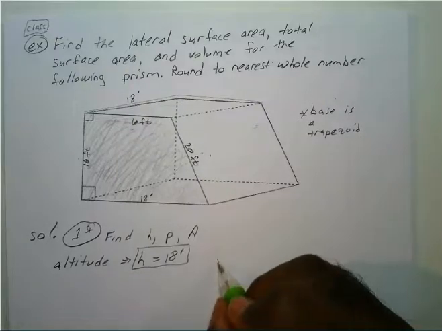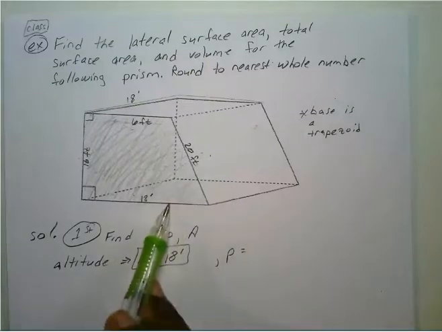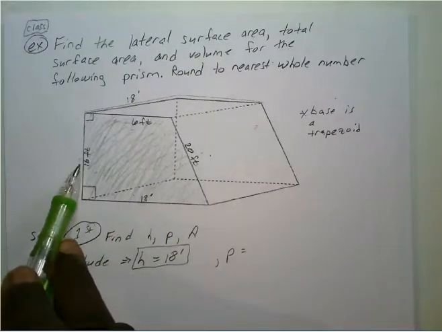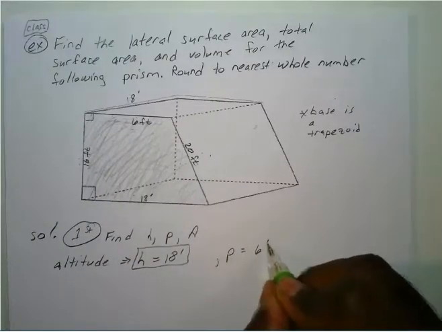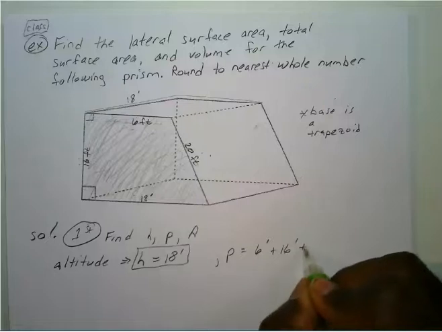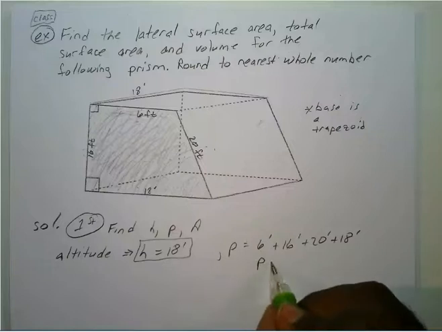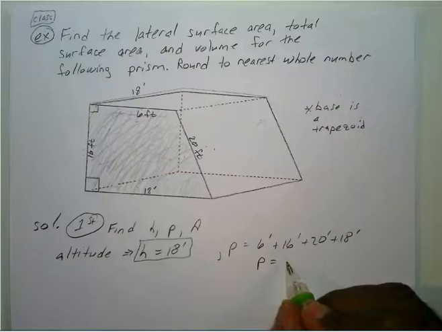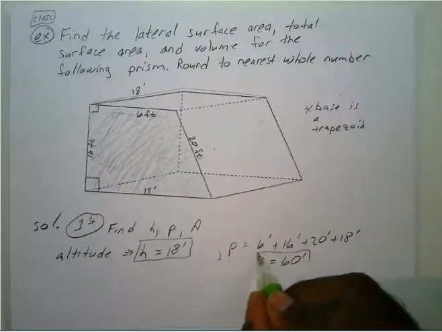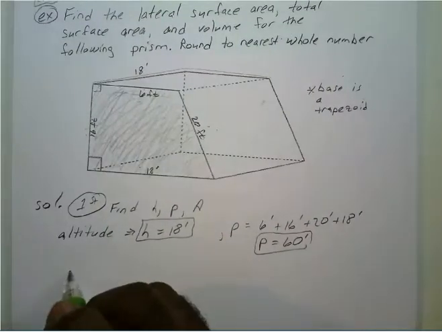What about the perimeter of our bases? Okay, so the perimeter of our base, we look here, we see this side is 18, 16, 6, and 20. So 6 feet plus 16 feet plus 20 feet plus 18 feet. We add all those together, our perimeter equals 60 feet. All right, so we have those 2 out of the way. Now we have to find the area of our base.